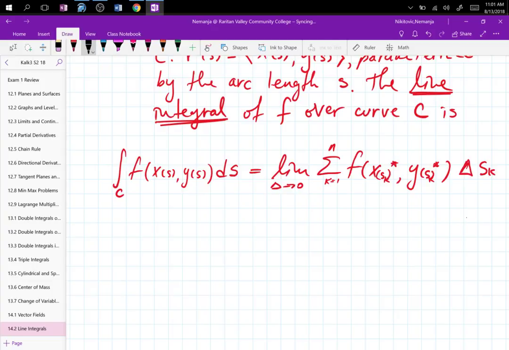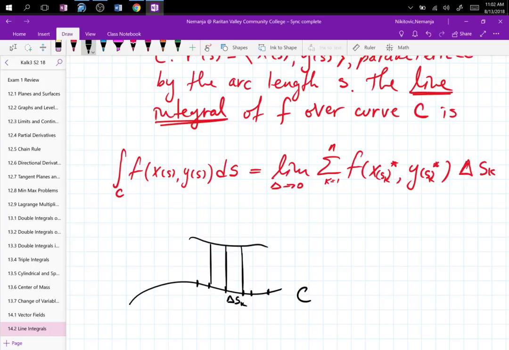The line C has little patches. They don't have to be the same length. Each one of these is delta s_k. That gives rise to the area that is over here. So this one over here is your f(x, y), and we are calculating the area of one of these rectangles. Now that rectangle is going to be curved because it's delta s_k, the arc length on the bottom is curved.